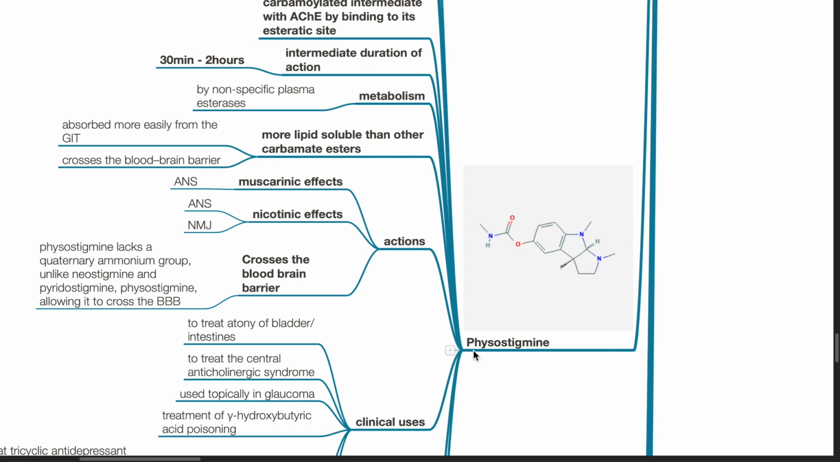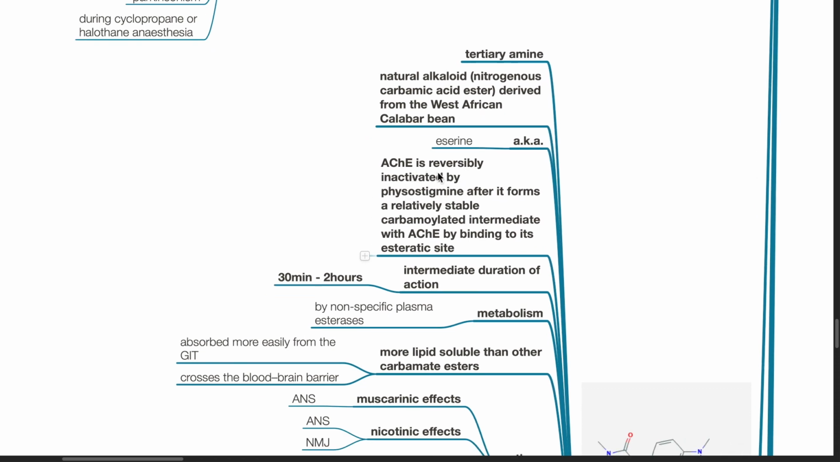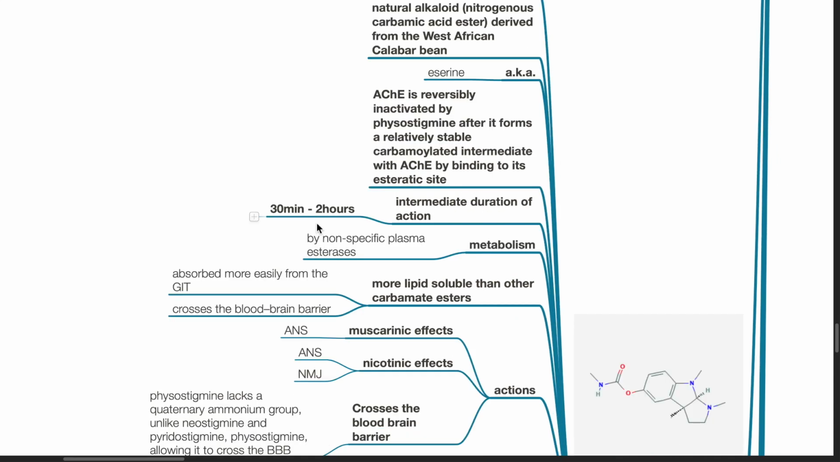Physostigmine. It is a tertiary amine. It is a natural alkaloid derived from the West African calabar bean. It is also known as eserine. Acetylcholinesterase is reversibly inactivated by physostigmine after it forms a relatively stable carbamylated intermediate with acetylcholinesterase by binding to its esteric site. It has an intermediate duration of action of 30 minutes to 2 hours.